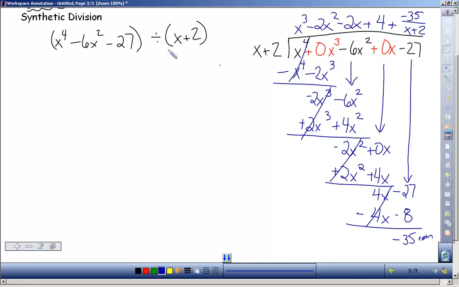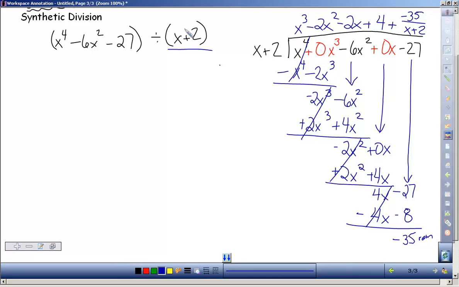You can only use synthetic division if your divisor, what you're dividing by, is a linear factor. It's got to be x plus or minus something. So x minus 3, x plus 10, no x squareds, no x cubes. It's not that it's just a binomial. It does have to be a linear factor. So we talked about linear factors the other day.